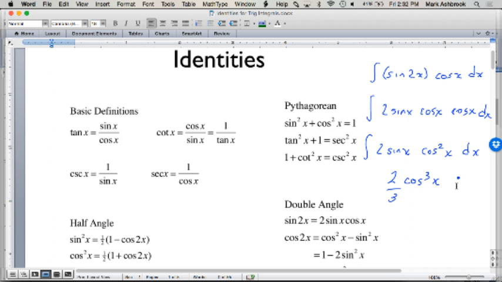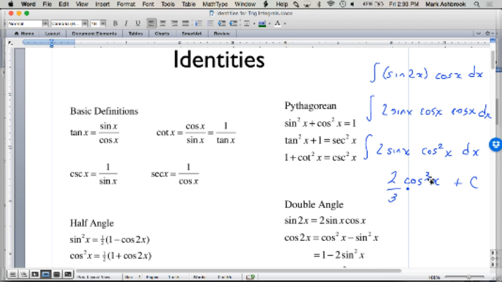Let's see, how'd we do? Someone's suggesting a negative. Should it have a negative or not? Derivative of cosine is?